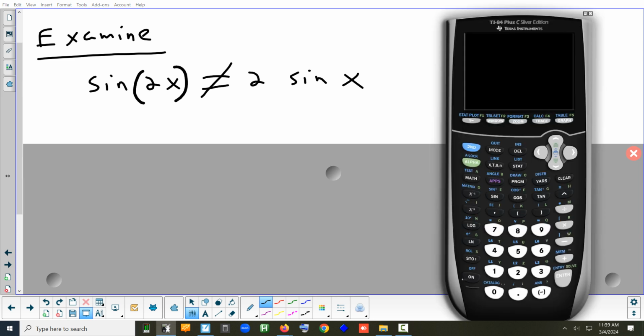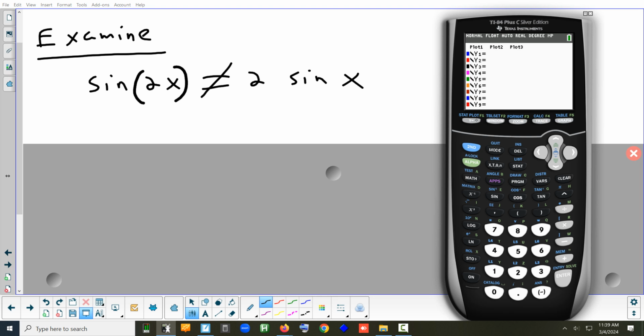If you're not sure why, just graph it, and you can see when I hit graph, they don't look the same. That's the one on the left. And then the one on the right, that's a vertical stretch by 2, so it's going to make it twice as tall. That's totally different. Does everyone see how they're not the same? Yeah.